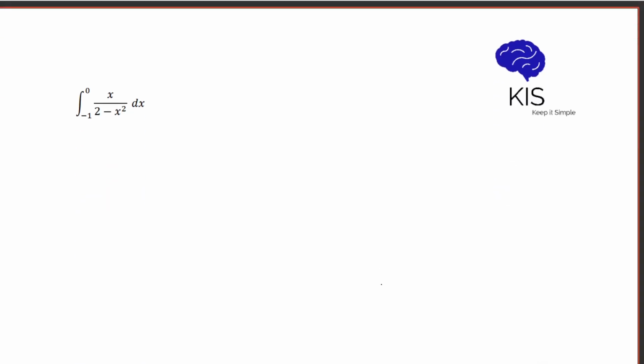Yeah, so this is another example of that non-linear substitution. If I look at this expression, I notice that the top of my function is x and the bottom is 2 minus x squared, and if I took the derivative of the bottom, it would give me negative 2x, and that would allow me to cancel my x's on top with that negative 2x. That probably doesn't make a lot of sense, so I'll just show you in the example what I mean.